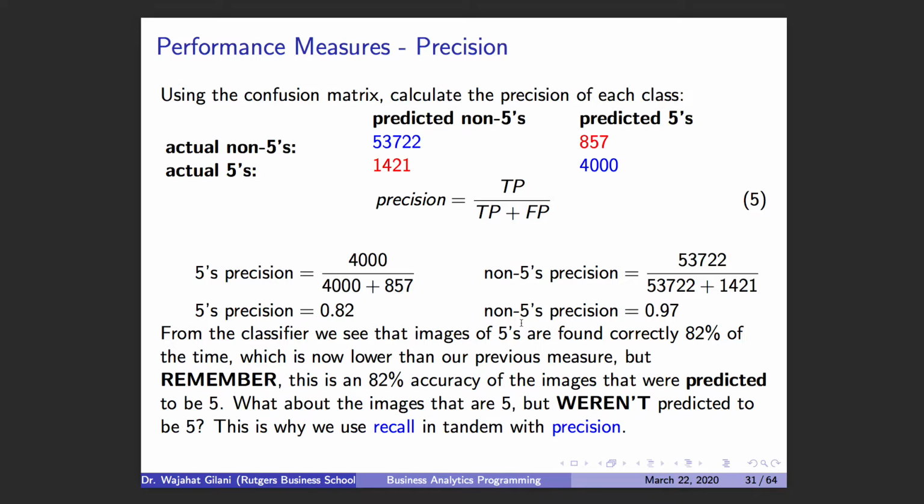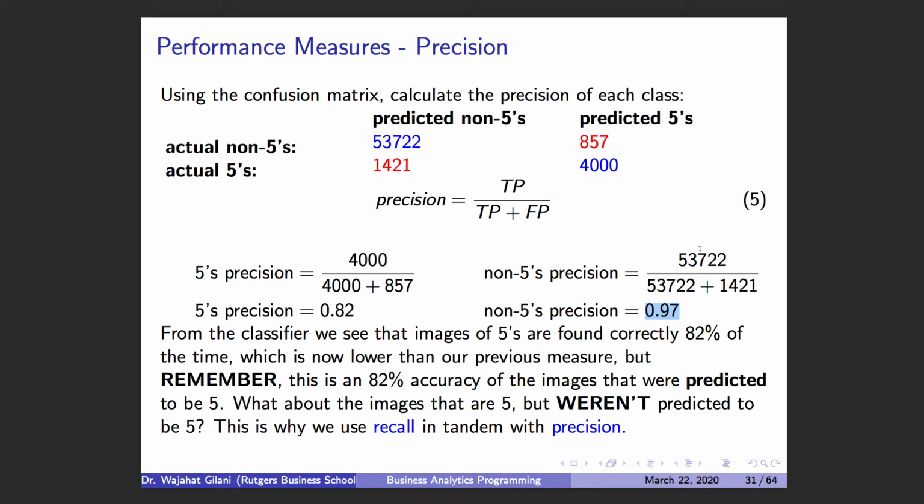All right. Now, what about the images that I ask you? By the way, for the non-5's precision, if you notice, it's very high again, 0.97. But again, remember, this is skewed. There are a lot of non-5's out there, so you have to take that into context. Precision is basically telling you that for the pictures you predicted to be 5, 82% of them were 5. Fantastic.